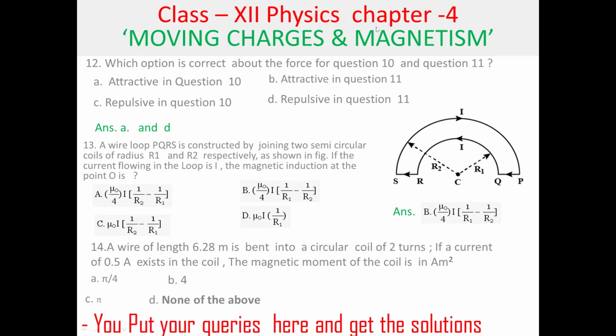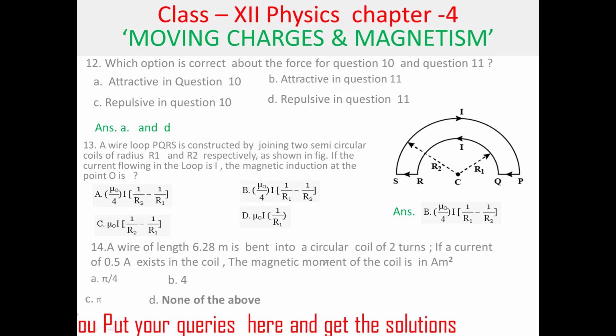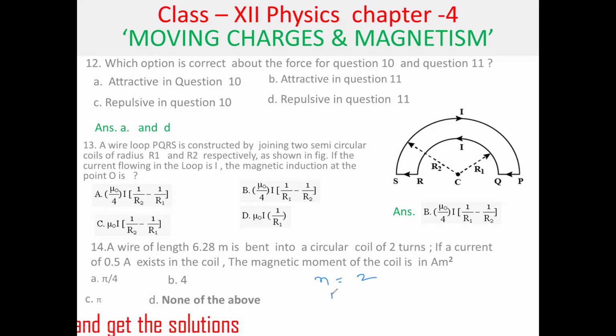See, here the number of turns n equal to 2 and I equal to 0.5 ampere. We know magnetic moment equal to NIA. This is the formula. So if we put here, n equal to 2 and I equal to 0.5, and we don't know A. If the radius is R, here 2 into 0.5 into pi r square. Okay, so we have to find out the value of R.